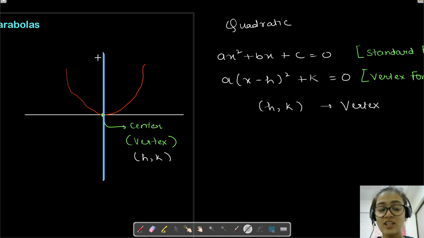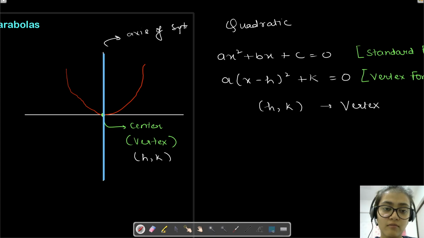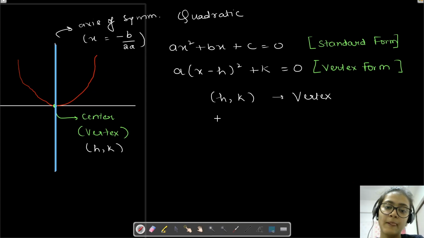Now what is axis of symmetry? Axis of symmetry is that line around which the parabola is symmetric. So this parabola is symmetric around this line, and the equation of this line is given by x equals minus b over 2a. This is the next characteristic. x is equal to negative b over 2a. This is the axis of symmetry.